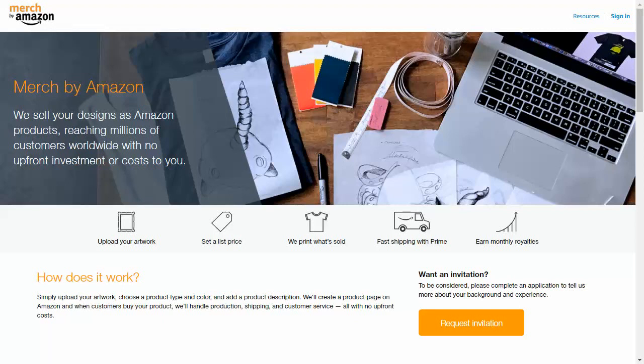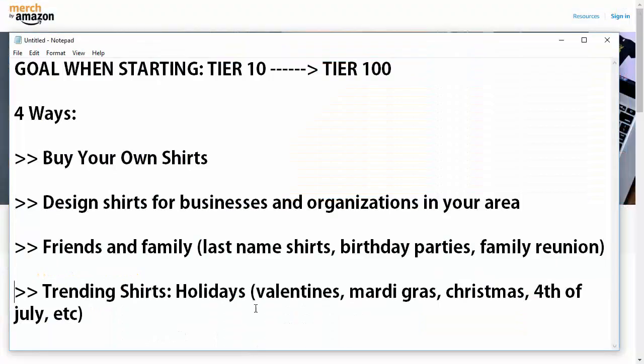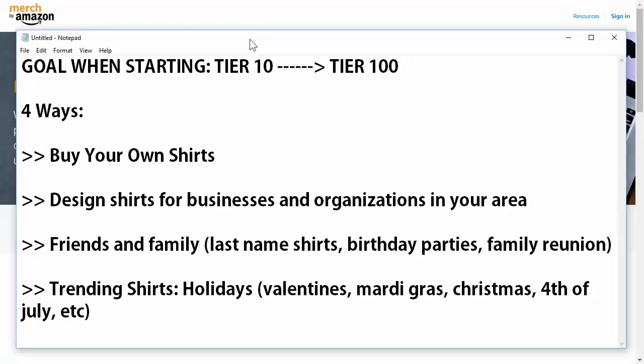So what you want to do is get to level 100 as fast as possible. Now there's a couple different strategies to actually do that, and I'm going to talk about that in this video. So I just made this little sheet to go by.